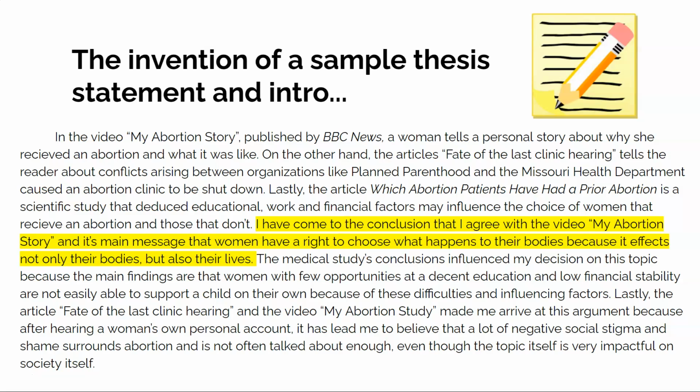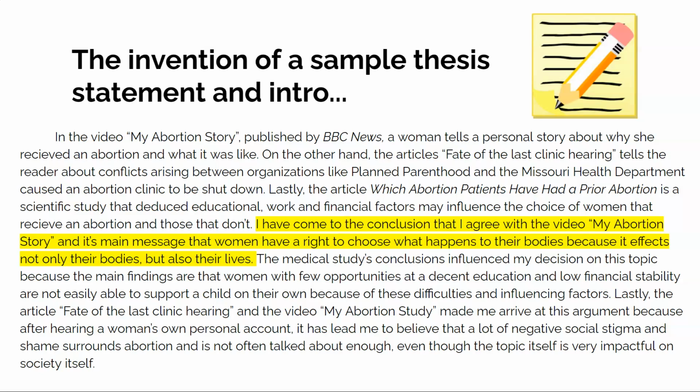So this is an invention of a sample thesis statement and intro. Keep in mind this slide is not perfect. I'm still editing it. Still a work in progress, but if I had to sit down and write a rough draft today and start drafting the intro for our CTA, this is what my intro would look like.